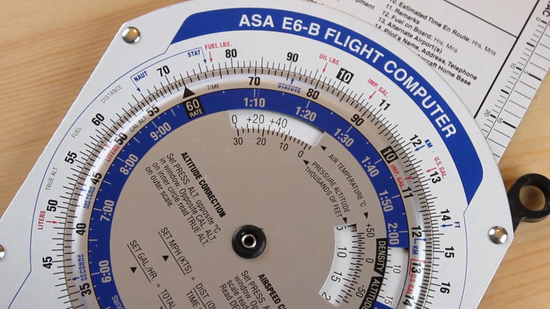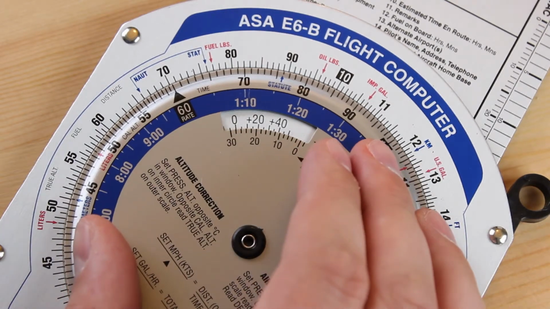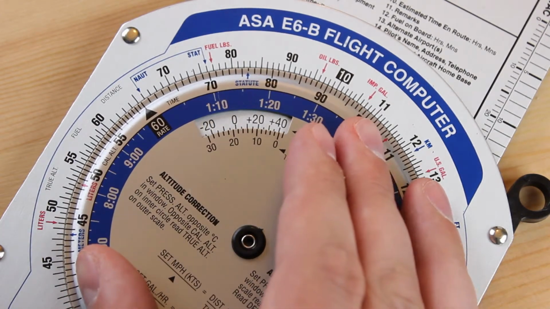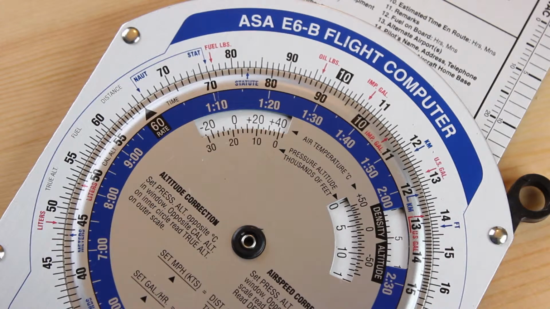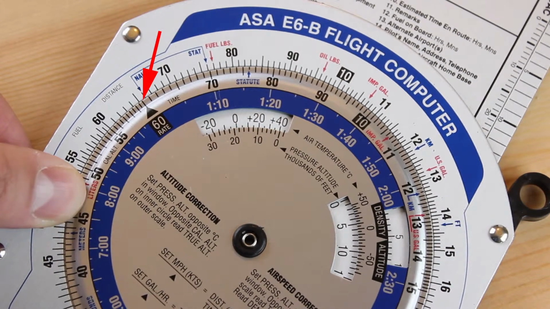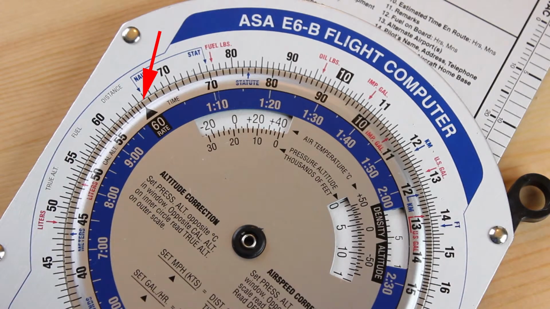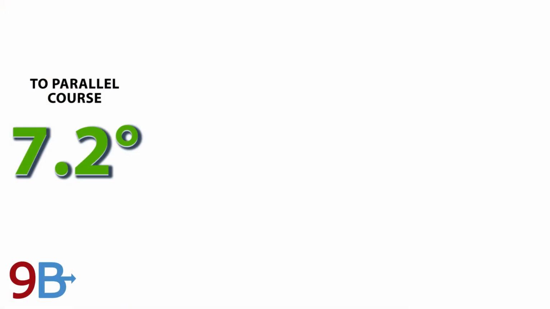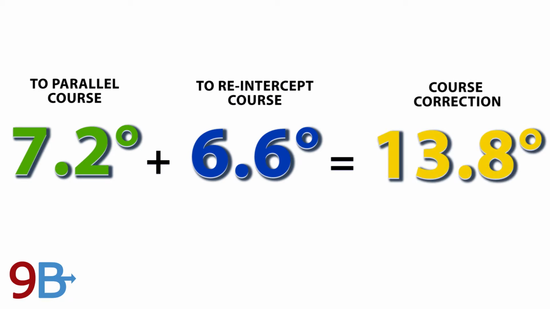The next step is to figure out how much additional course correction is required to get us back on course. The way we do this is take the remaining distance of 55 miles on the inner scale and match it up with how far off course we were on the outer scale. So we're going to take the 55 and rotate it until it's underneath the 60. Now we can see that we need to add another 6.6 degrees in order to correct back to course. We should get a total correction of 13.8 degrees back in the direction towards our course.